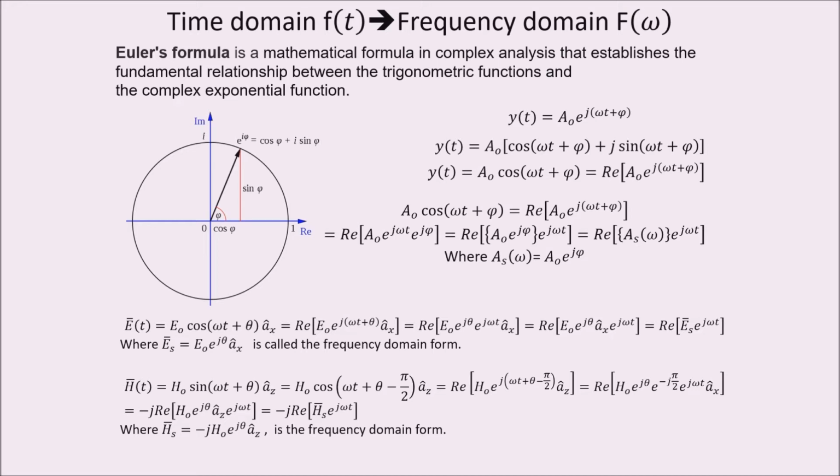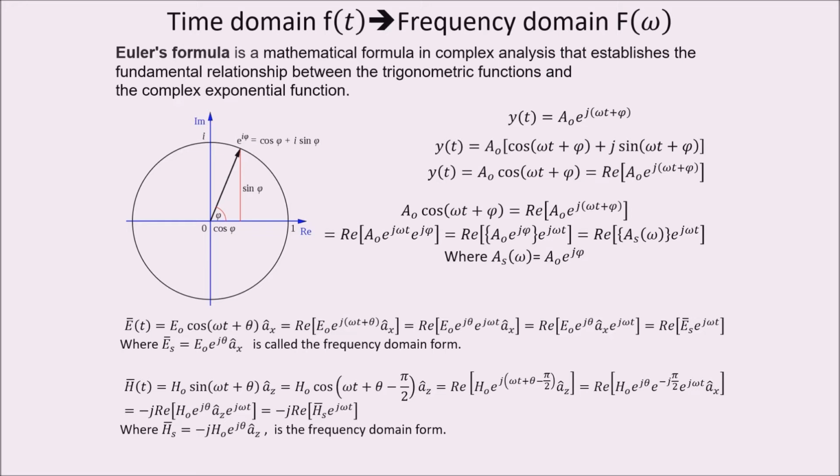Similarly, we can write an electric field expression E(t) = E0 cos(omega t + theta) a_x. Now it can be written using the phasor form: the real part of E0 e^(j(omega t + theta)) a_x. Now we can separate e^(j omega t) and eventually drop it from the expression. Then we come up with the frequency domain form.